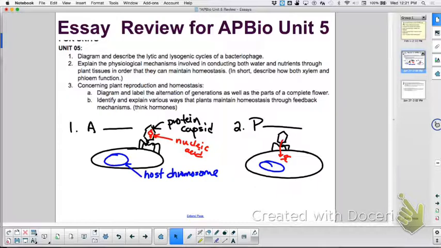Go right ahead. When it attaches, does it actually release anything, or is it just attaching to that membrane and then penetration is the actual injecting of their nucleic acid? Yeah.